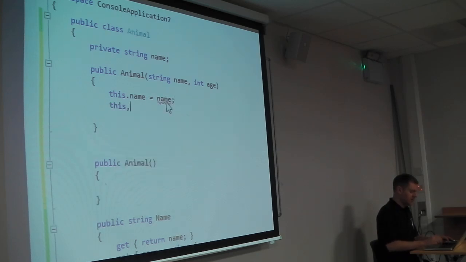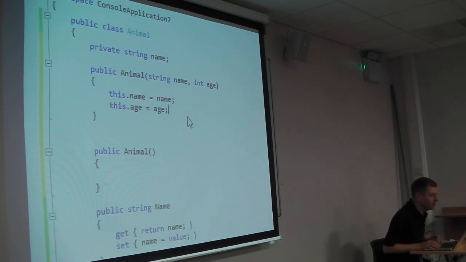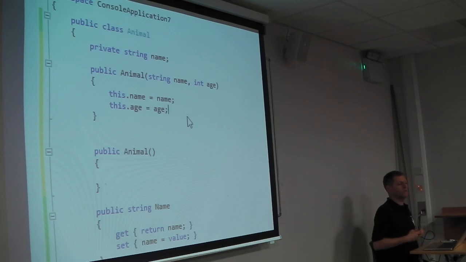And this.age equals the parameter age. And if you don't understand what I'm doing here, you need to read the book. Because it just means that you maybe have a different learning style, and maybe you understand things better if you read them or you see them in a book, right?